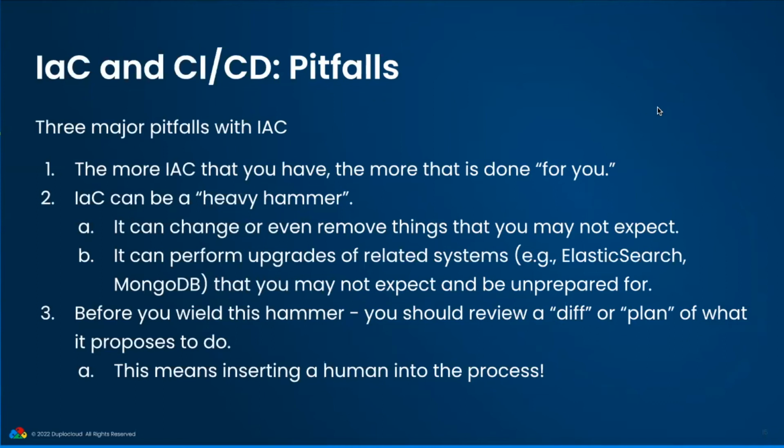This is a common problem people have in non-infrastructure as code, like in development. If you're not locking versions, you deployed something, everything was working with your code, you deploy it again, you're getting a new version of something, your code stops working, right? This is also something that can happen in infrastructure as code. So what we're coming to is, before you wield the heavy hammer, you should look at a diff or a plan of what it proposes to do. So this means inserting a human into the process, which is kind of counterintuitive when we're talking about CI/CD. So let's talk about what that might mean.